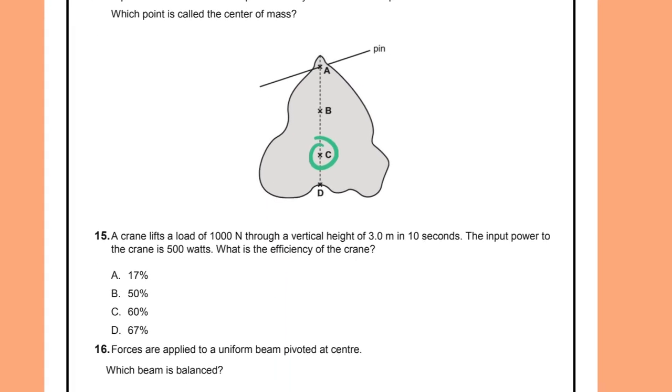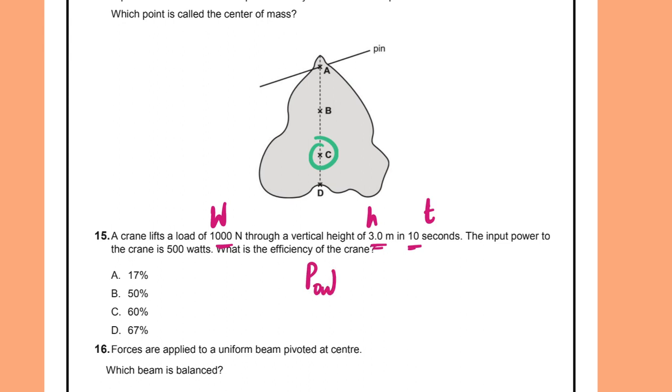On to 15. A crane lifts a load of 1000 Newton through a vertical height of 3 meters in 10 seconds. Input power is 500 watts. What is the efficiency of the crane? Given the weight here, which is really mg, and given the height and the time, I can find out the gravitational potential energy gained. How do I know it's gravitational potential energy? Because of this word. It's the vertical height which it gains, and dividing that by the time is going to give me the output power. So let's first do that.